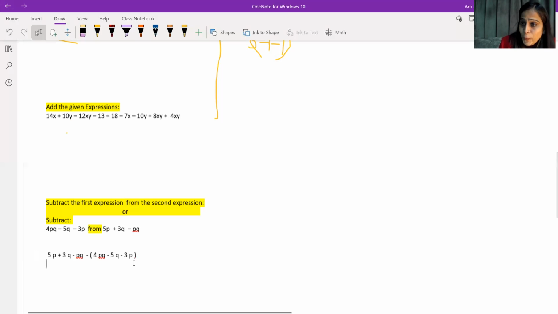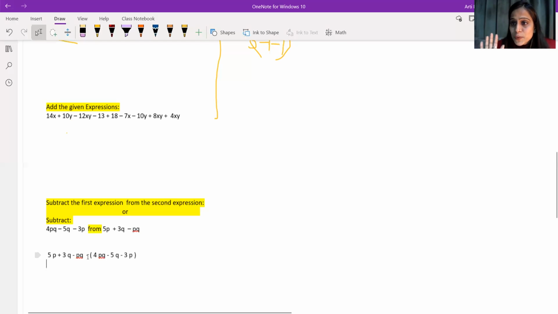So now you have to just simplify it by following the rules. Remove the bracket, combine the like terms, and then solve the like terms. So we need to remove the bracket. In order to remove the bracket, I need to check this sign.